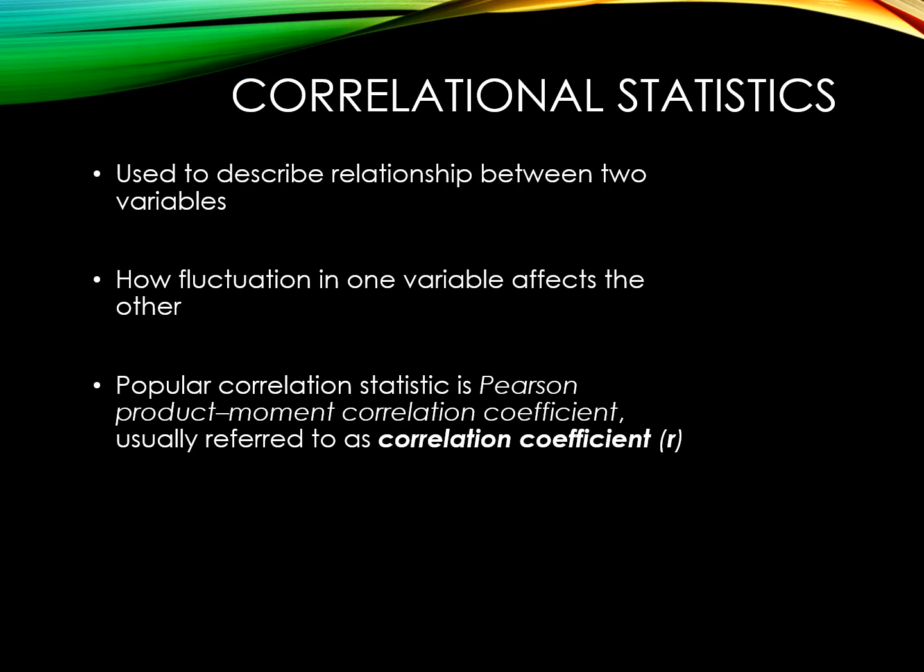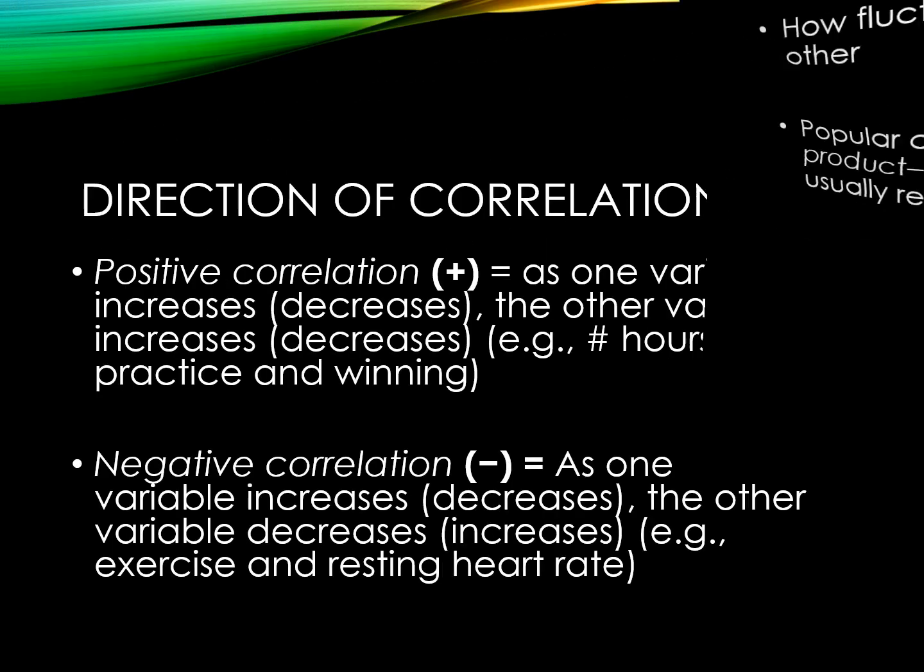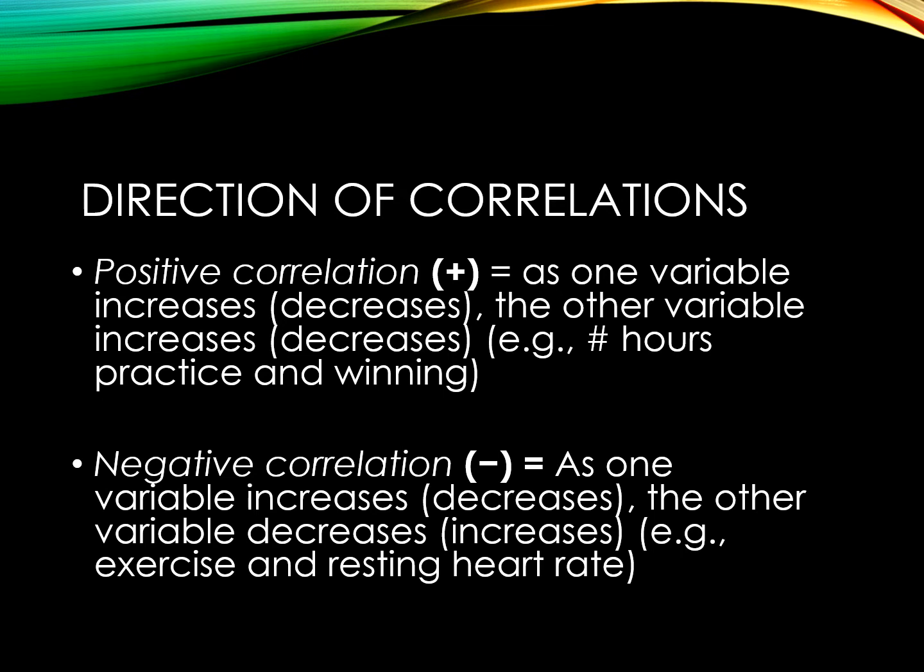So a popular correlation statistic is the Pearson product moment correlation coefficient, usually referred to as the correlation coefficient, or R. We can look at positive correlation, which is as one variable increases, the other variable increases, or if one variable decreases, the other one decreases. So they move in the same direction. Or we can look at a negative correlation, as one increases, the other decreases, or vice versa. So they're moving in an inverse relationship.